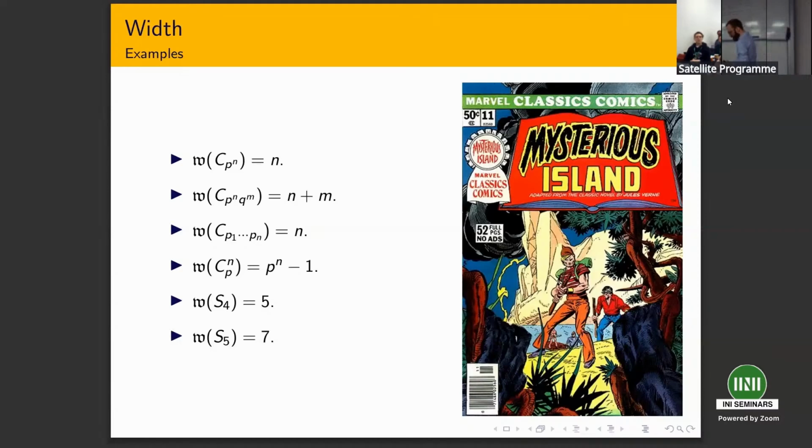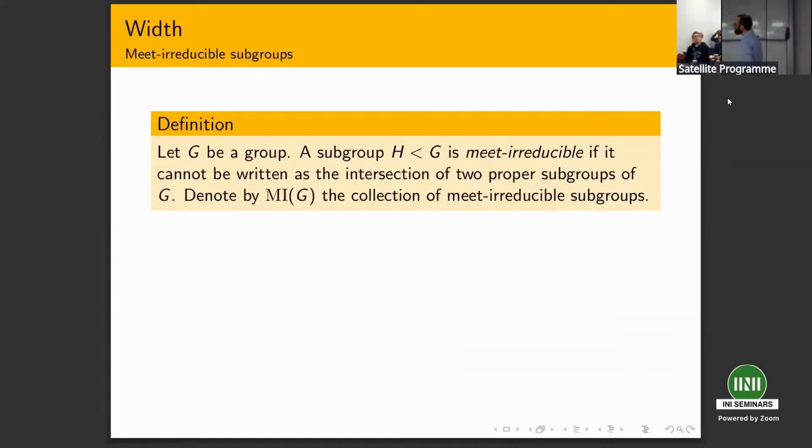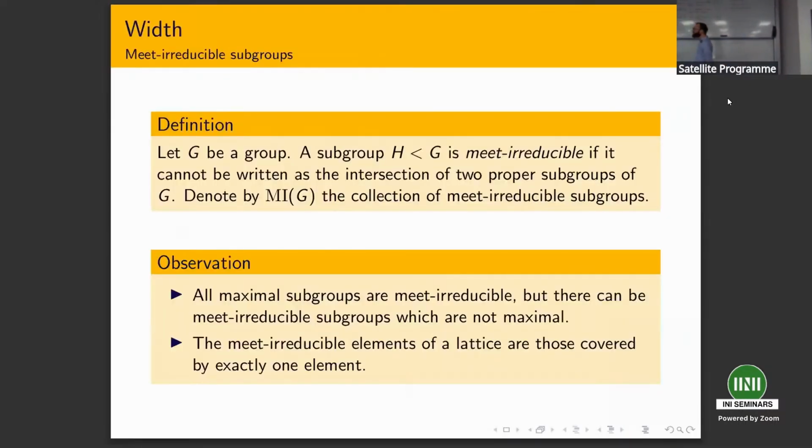So let me introduce a particular type of subgroup of the group. Let G be a finite group. It doesn't have to be finite, but let's make it finite. A proper subgroup H of G is meet irreducible if I cannot write it as an intersection of two proper subgroups. I'm going to denote these meet irreducible subgroups by Mi of G, and you immediately see all maximal subgroups have to be meet irreducible. That's pretty clear, but there are other ones as well.